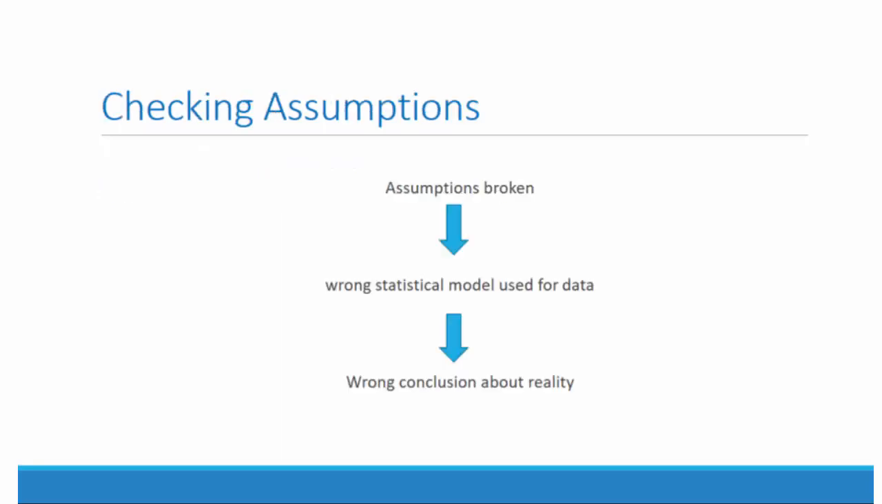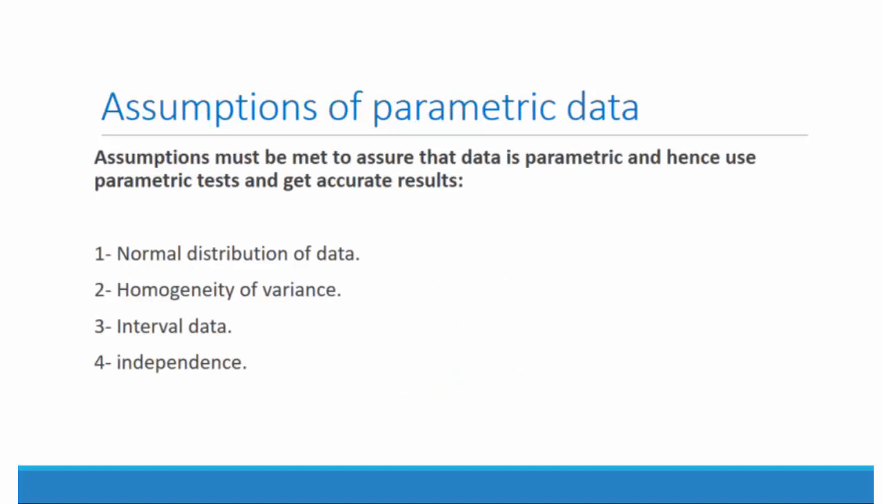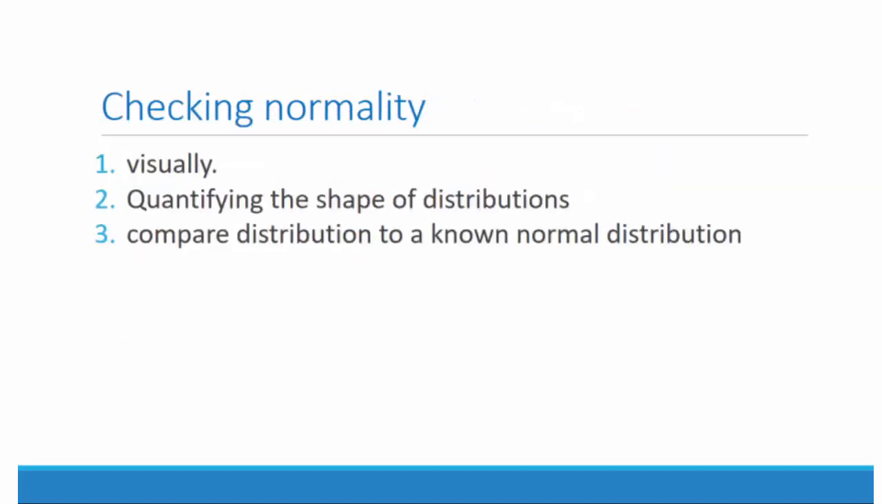For every statistical model, certain assumptions must be met to draw accurate conclusions about reality or about the whole population. If these assumptions are broken, you will have a wrong statistical model used for the data, which will make you draw wrong conclusions. Assumptions of parametric data must be met to assure that data is parametric, and hence use parametric tests and get accurate results. For example, normal distribution of data, homogeneity of variance, and independence.